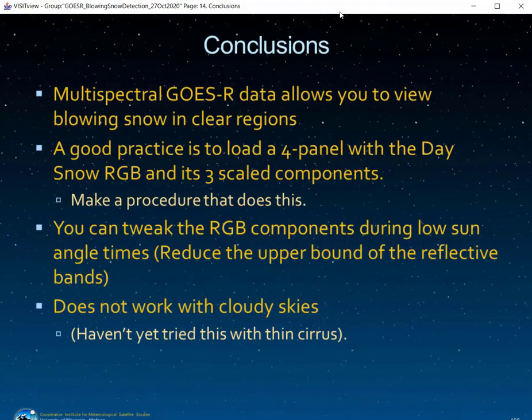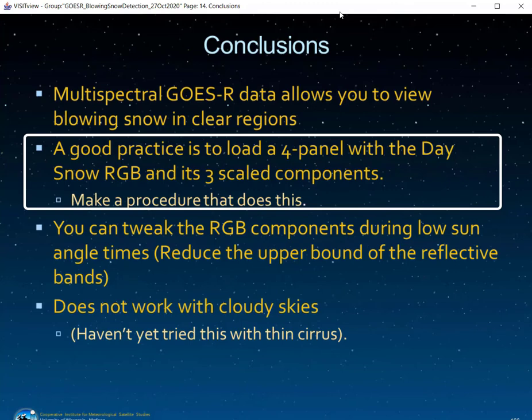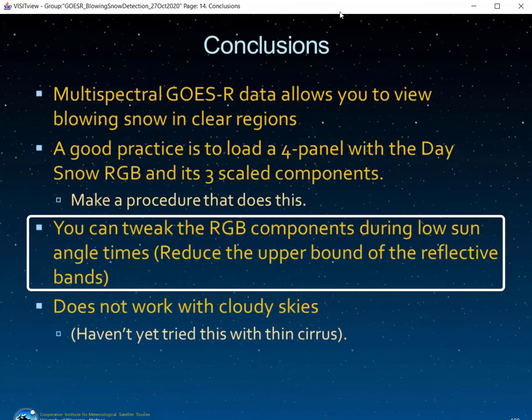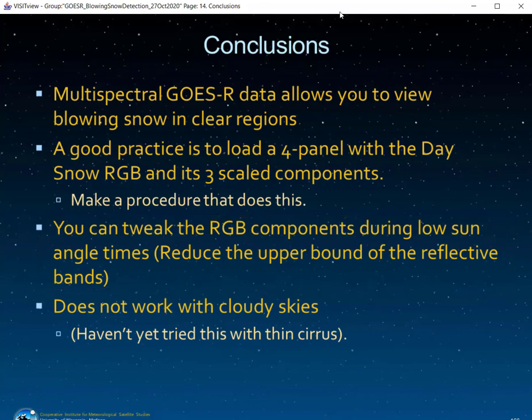Multispectral GOES-R data allows you to view blowing snow in clear regions. Make a procedure to load up in one of the panels the RGB, and in the other three panels the three components, the red, green, and blue, scaled appropriately. You can tweak the RGB components during low sun angle times. Typically what you need to do is reduce the upper bound of the reflective bands. And as I've noted, this doesn't work with cloudy skies.